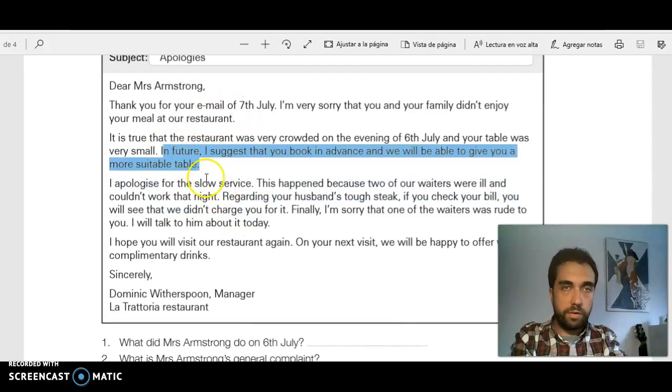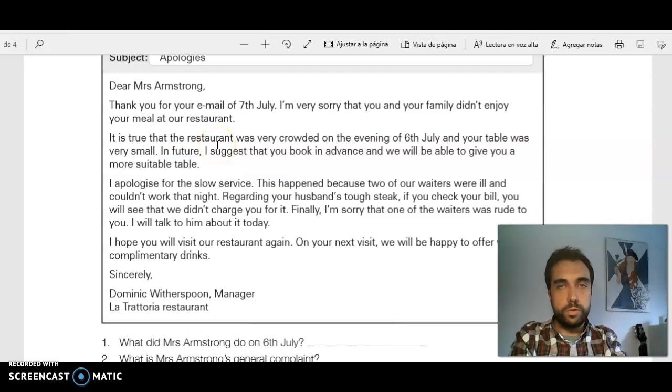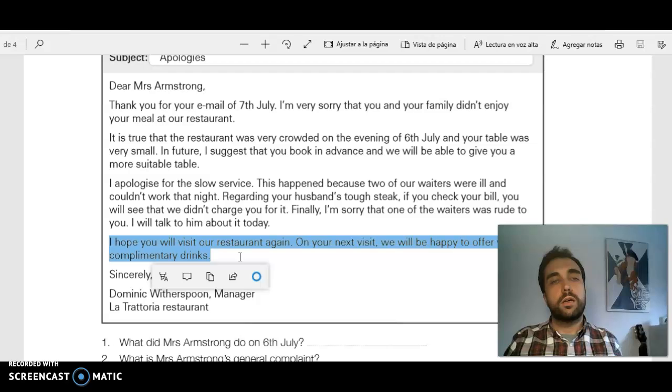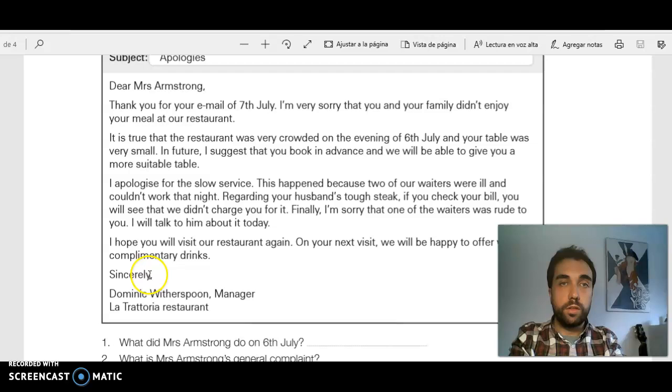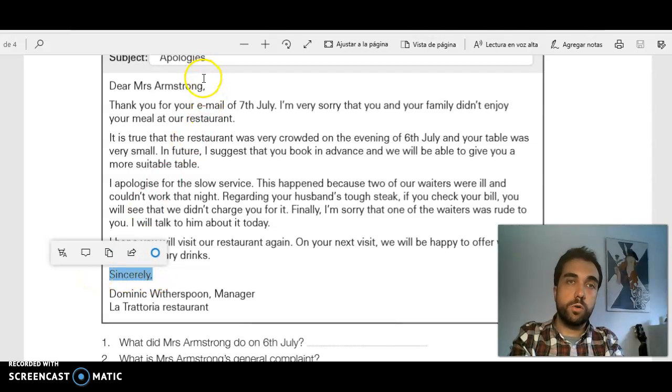In the following two paragraphs, we are talking about how it's going to be. And then we are giving a final statement where we are trying to offer something in exchange. It says, I hope you will visit our restaurant again. On your next visit, we will be happy to offer you complimentary drinks. So we are offering free drinks to this person and the family when they come back to our business. And then we finish with Sincerely, because we know the name of the person.